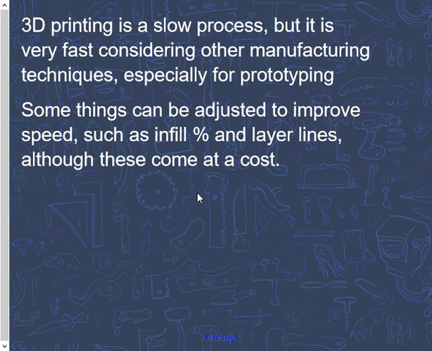Some things can be adjusted to improve the speed if you really just want to go fast. Things such as the infill percentage, layer lines, the number of layers, brim, all these things can be adjusted, but they all have trade-offs. If you sacrifice things for speed, you're losing quality, or you're losing stability, or you're losing strength. So there are things that can be done to speed the printer up. But it does come at a cost, and that's always something that has to be weighed.